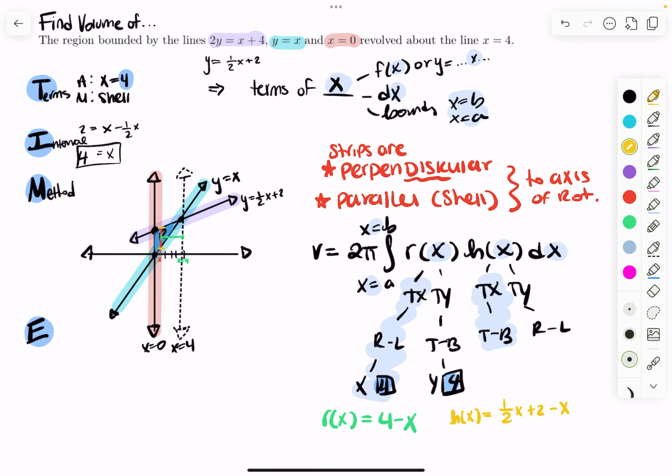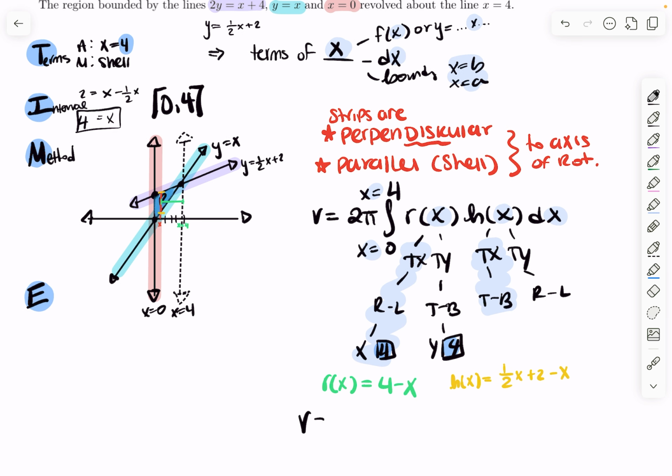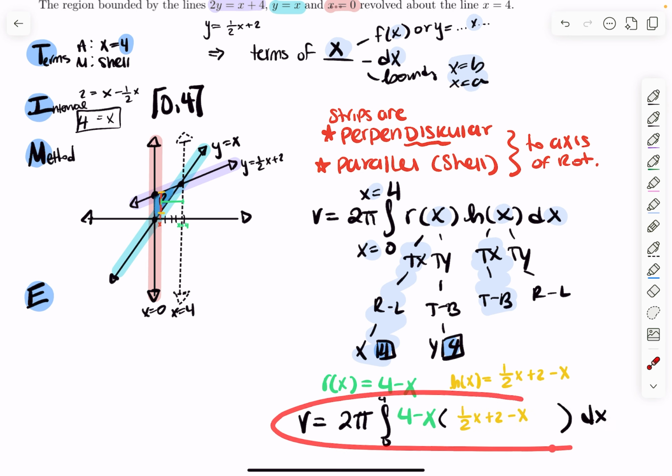Last thing we need are our bounds. So our bounds is where the region starts and ends, and since it's x equals a and x equals b, it's going to be on the x-axis, it's going to be lines like this. So it starts here at x is equal to 0, and it ends here at x is equal to 4. And I only know it's x is equal to 4 not only because they told me the axis of rotation was 4, but because I know that these lines intersected at 4 because of this little thing that I did here. So make sure you label your intersection points. So your interval is from 0 to 4, like so. So then my volume is going to be equal to 2 pi integral from 0 to 4 of the radius times the height dx, and this is our setup.